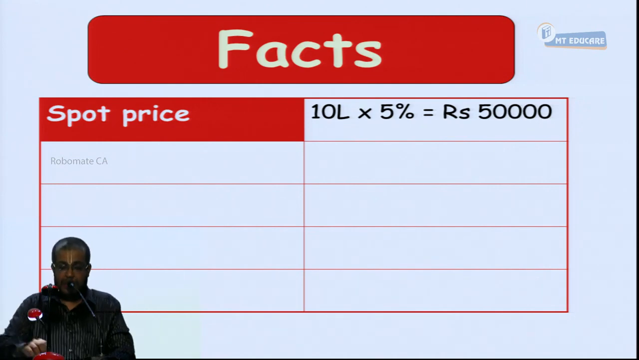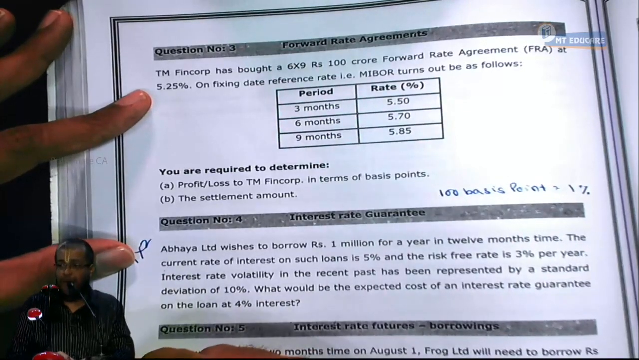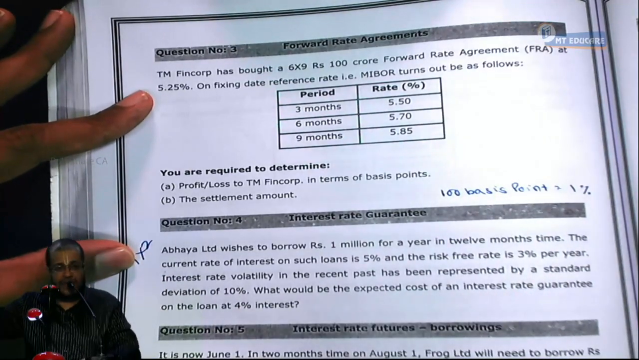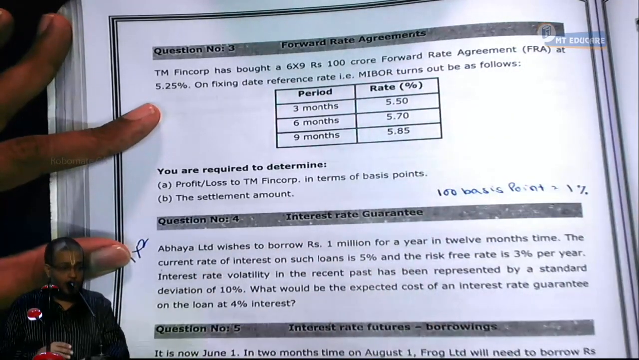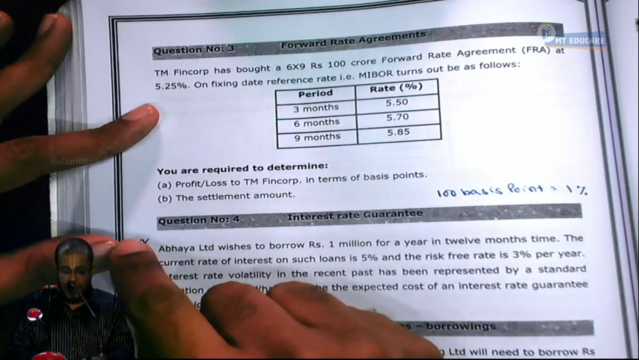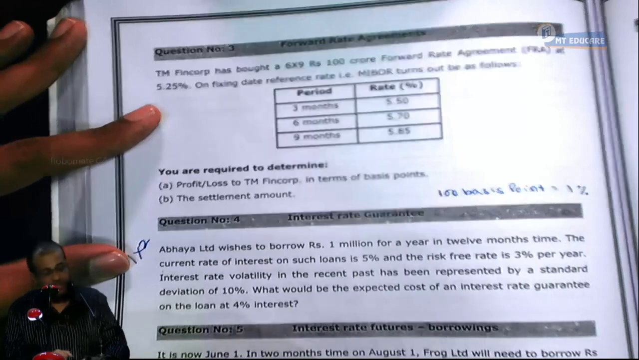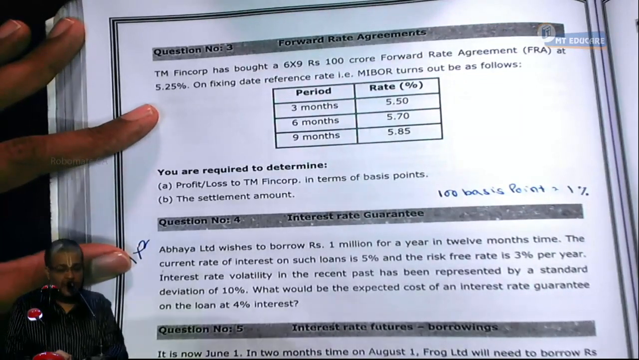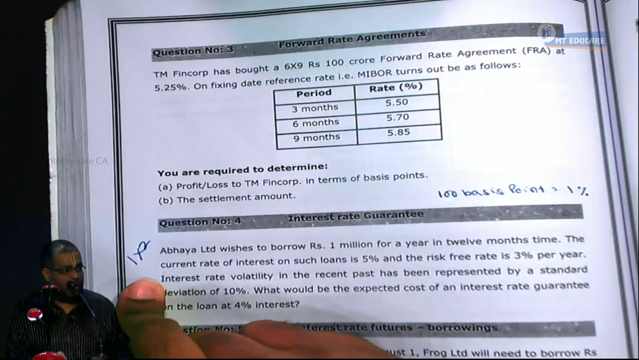Next, if I want to borrow today, I can borrow at 5%. But I'm going to borrow after 1 year, and I'm afraid of an increasing interest rate. To protect against an increase, I should go for a call option. How many years? A 1 year call, because I am going to exercise after 1 year. I'm going to go for a 1 year call on a reference rate.